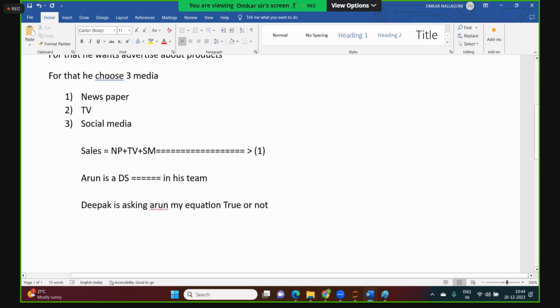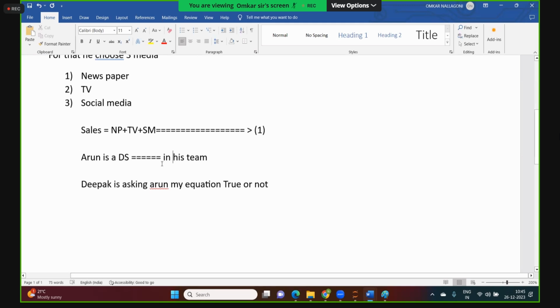Understood the story, everyone? Deepak is a manager for Nykaa. He wants to increase the sales. He chose 3 mediums to advertise: TV, the newspaper, and social media. He is not a technical guy, so he made an equation: if I increase the newspaper, sales might increase; if I increase TV, it might increase. If I spend some money on this, my sales might increase. Now Arun is a data scientist in his team, and Deepak is asking Arun, is my equation correct or wrong?